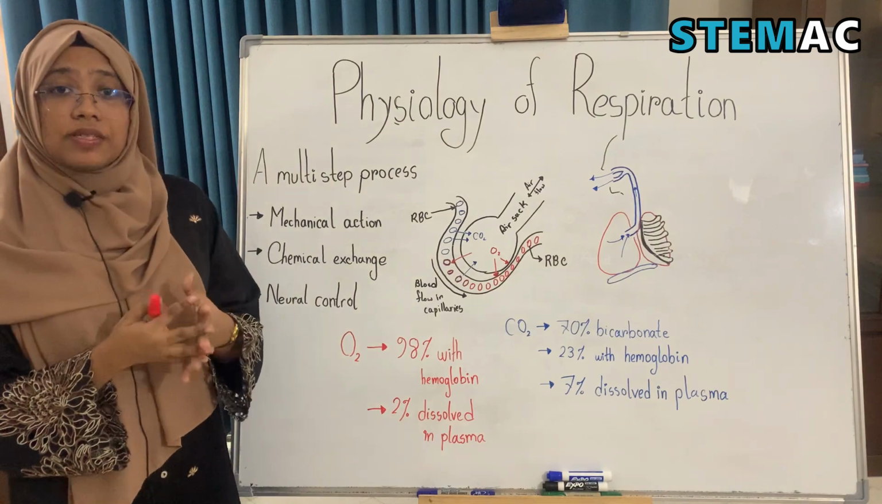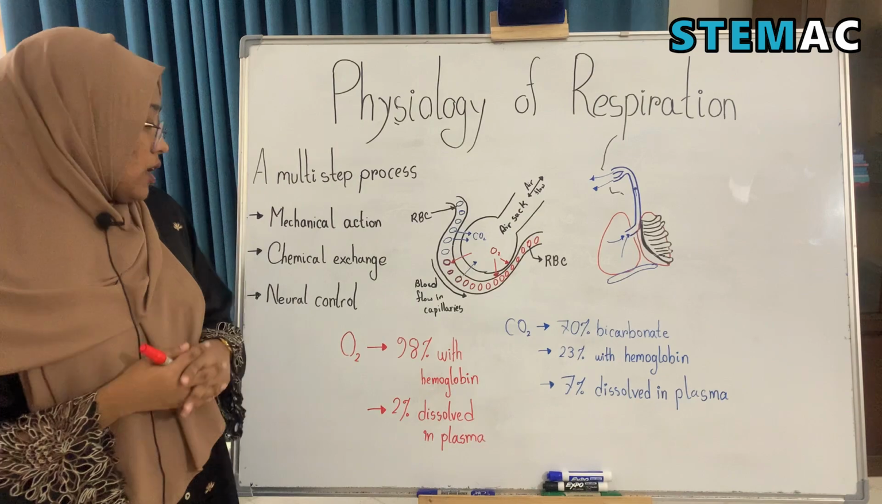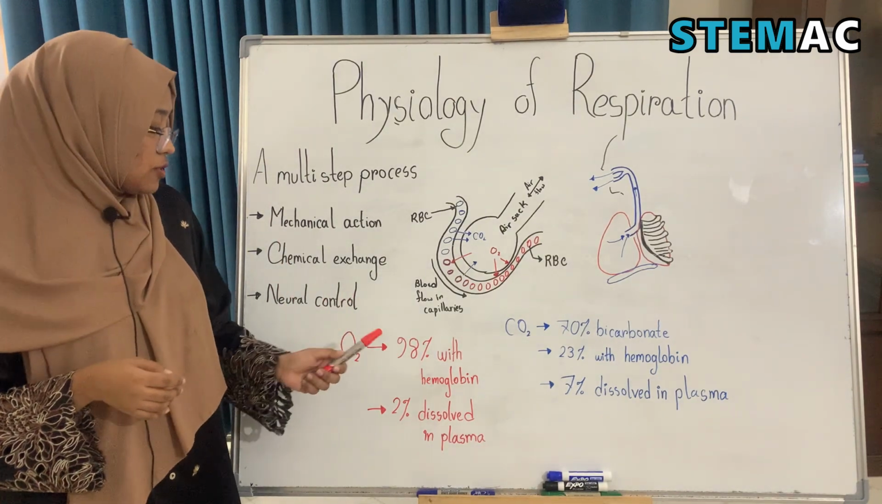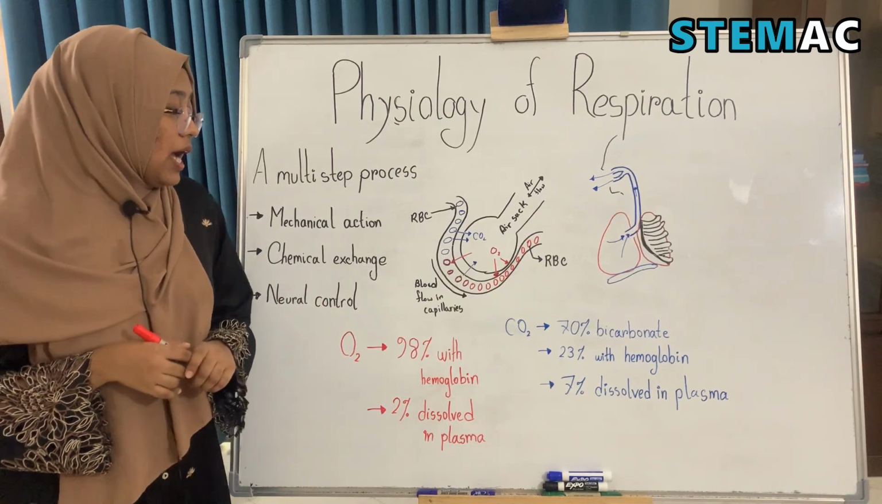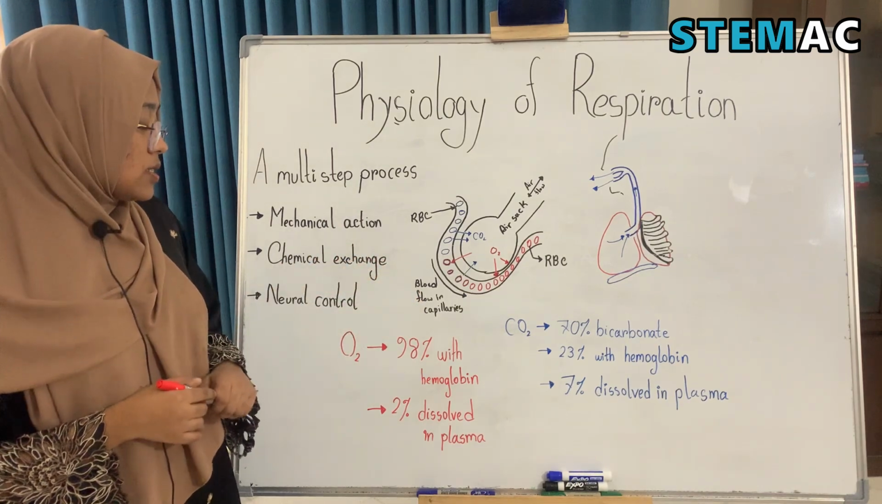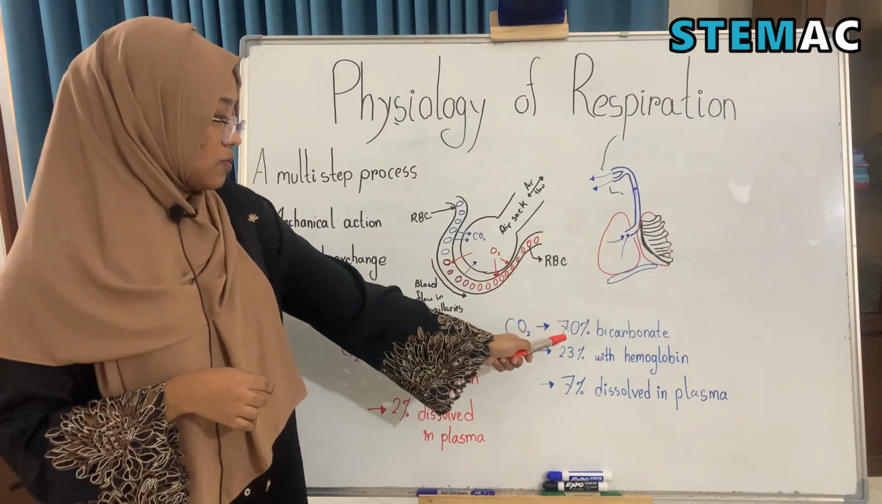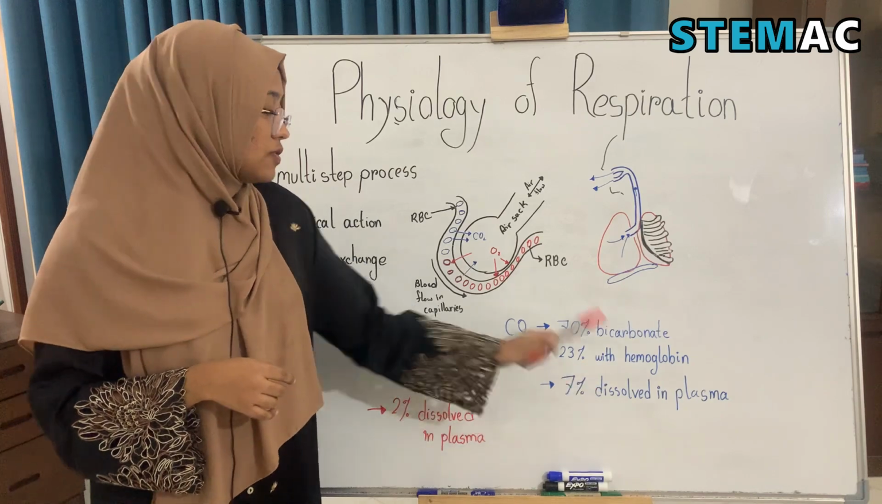And what happens after the gas goes in, right? How does it go to our cells? In case of oxygen, 98% will go to our cells through hemoglobin, and only 2% will be dissolved in the plasma. And the carbon dioxide, which is the waste product of the metabolic processes, will go to our air sacs, 70% through bicarbonates, 23% with hemoglobin, and 7% dissolved in the plasma.